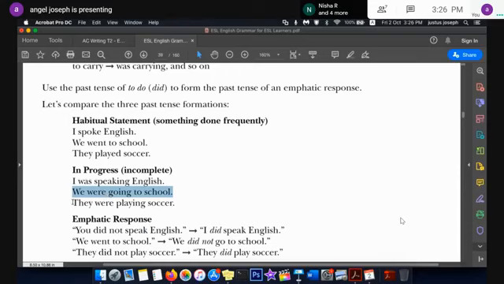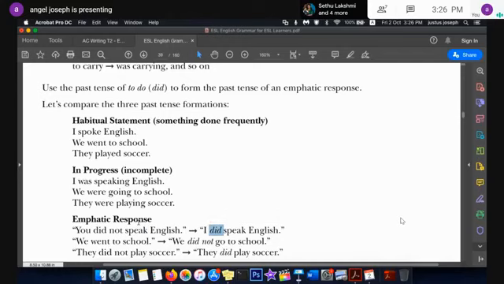Third one. We are playing soccer. That was a present tense. We were playing soccer. So I hope this is not something very complicated. This is not rocket science here. Something very simple that we have learned from our school days. So again, not spending more time on this. Moving on to the third one, emphatic response.